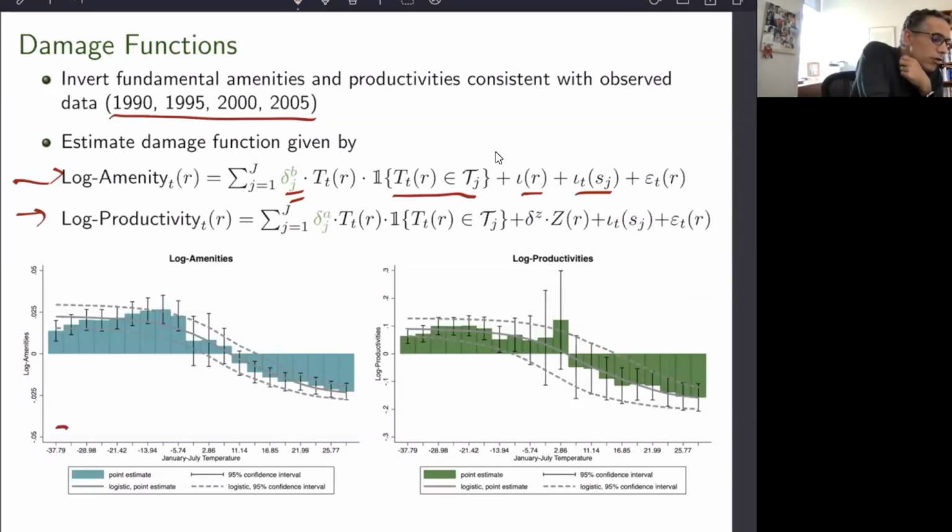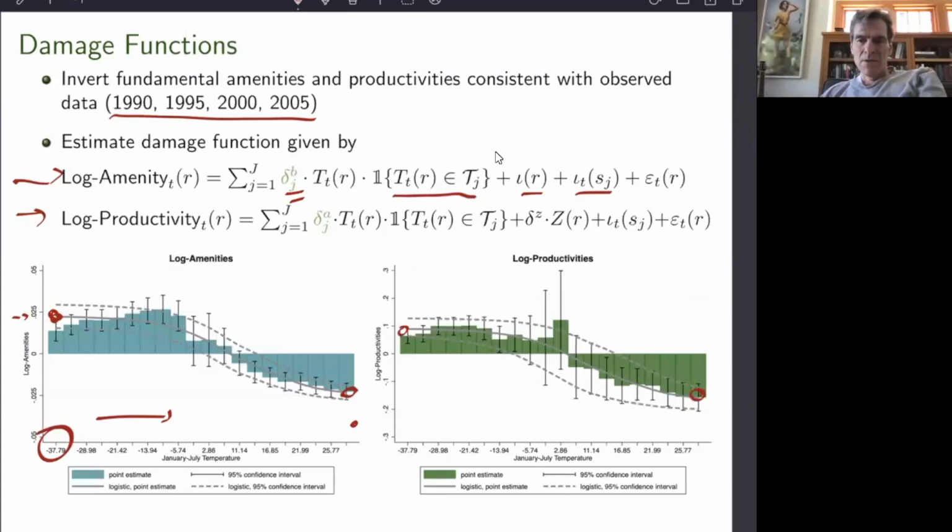If you're in one of the coldest places in the world, then an increase of 1 degree Celsius in that location increases amenities by about 2.5%. That's what this graph is telling you. As the level of temperatures gets warmer, that effect goes down and eventually reverses sign. In the hottest places in the world, the effect on amenities is negative, so a 1 degree Celsius increase in those places implies lower amenities by about the same amount. It's roughly symmetric. The right-hand side is the same thing for productivity. Those effects are a little bit larger: about 8 to 9% for the coldest places, and about 12 to 13% for the warmest places in the world.